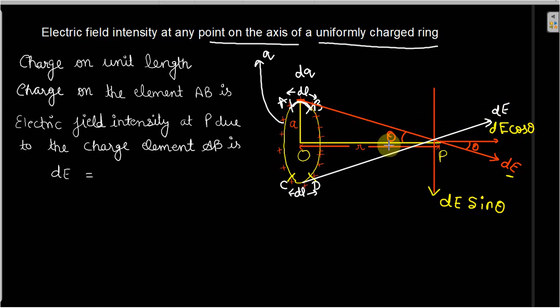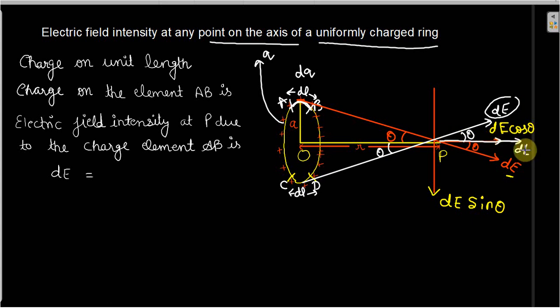So dE is the field produced by the CD element, and this angle is again theta, vertically opposite, so you can write this as theta. Now resolve the dE component. We will resolve the dE electric field into two parts. One portion will come toward this side.